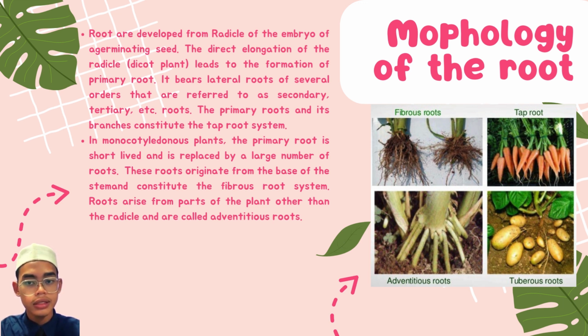The second one is, in monocotyledonous plants, the primary root is short-lived and is replaced by a large number of roots. These roots originate from the base of the stem and constitute the fibrous root system. Roots that arise from parts of the plant other than the radicle are called adventitious roots.